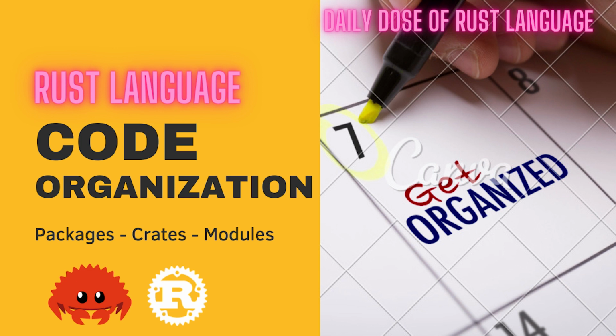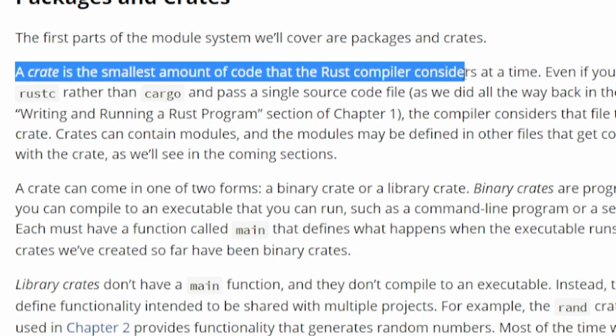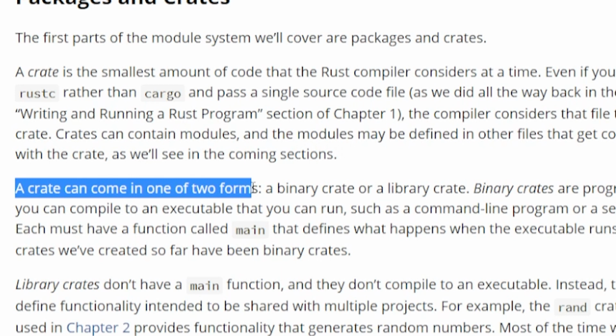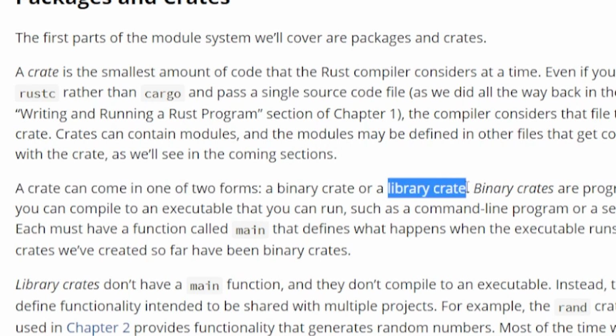So in Rust, there are a few ways you can organize your code. Let's start from the higher level. Okay, you have a package. A package is made up of many crates. According to Rust, a crate is the smallest amount of code that the Rust compiler considers at a time. So while packages contain one or more crates, a crate can come in one of two forms: a binary crate or a library crate.